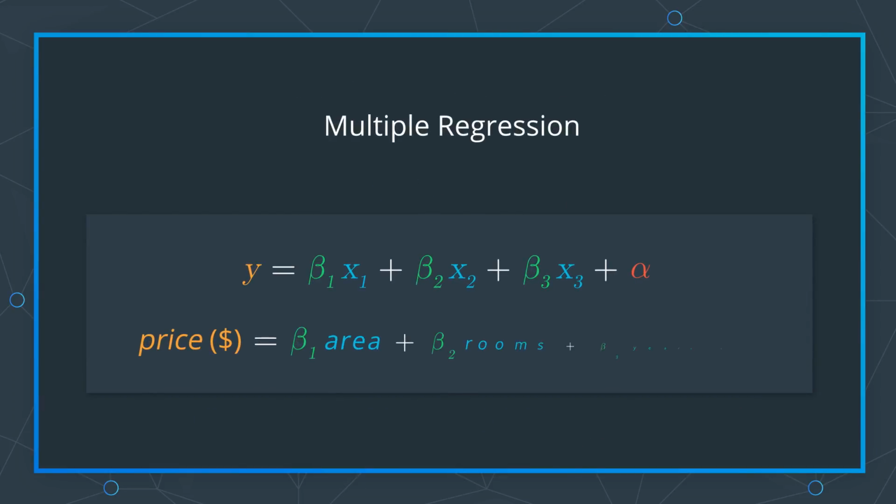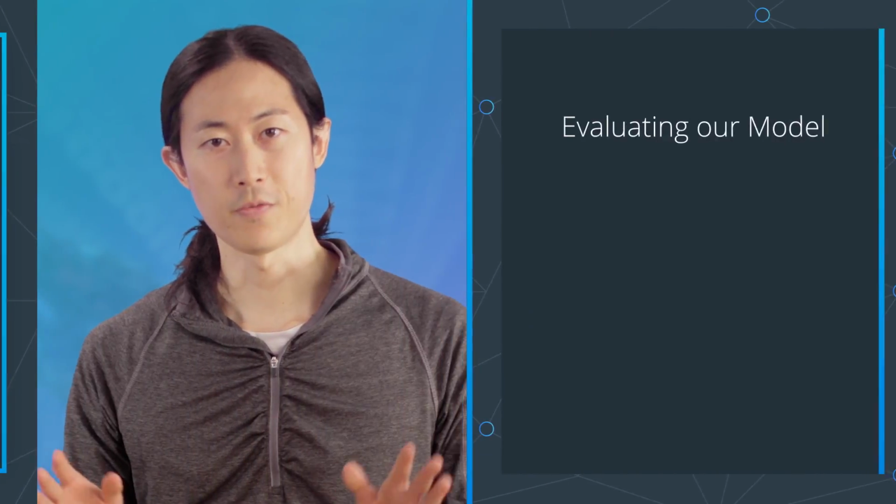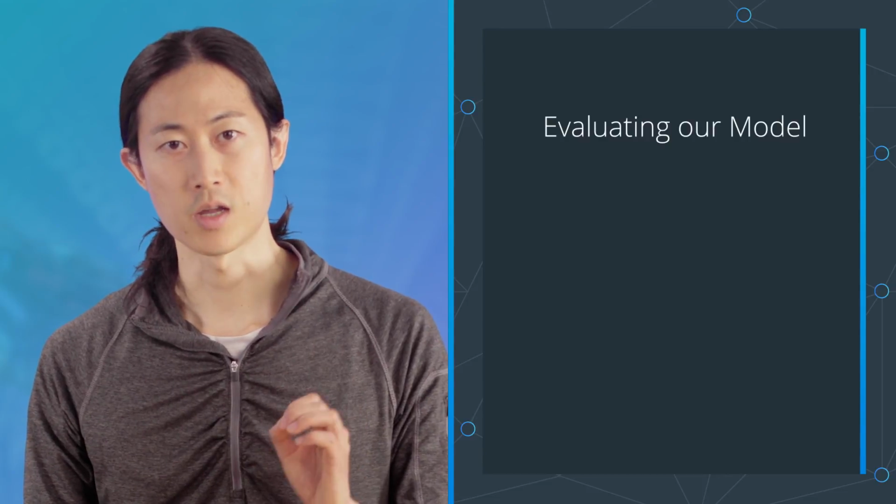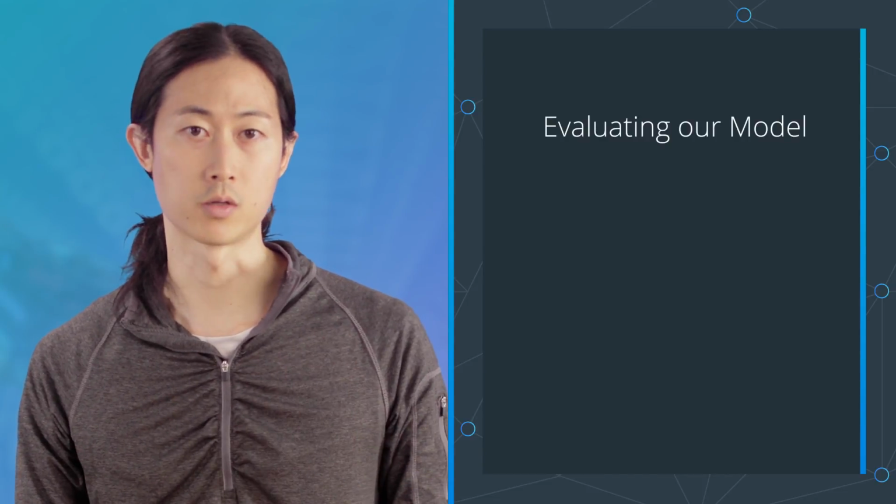One way to improve our model is to look for other independent variables. This is called multiple regression, when we use more than one independent variable to predict a dependent variable. Now that we fit a regression model, we want to check if we can rely on it for future predictions.